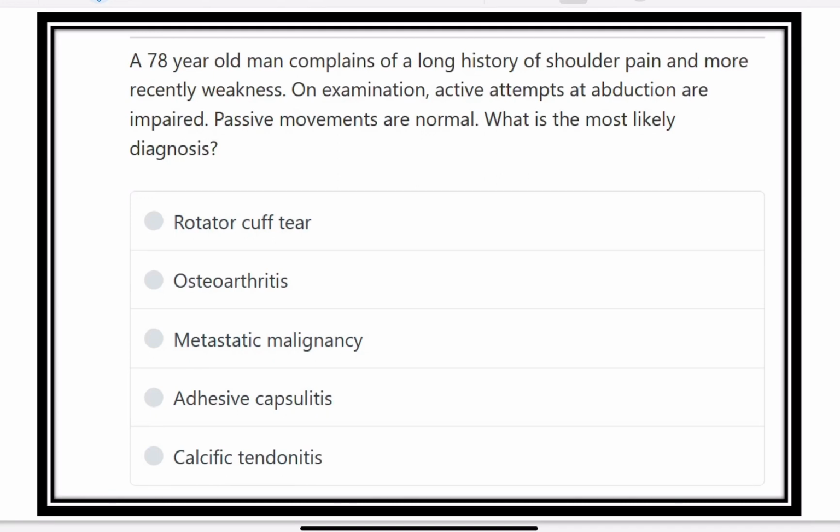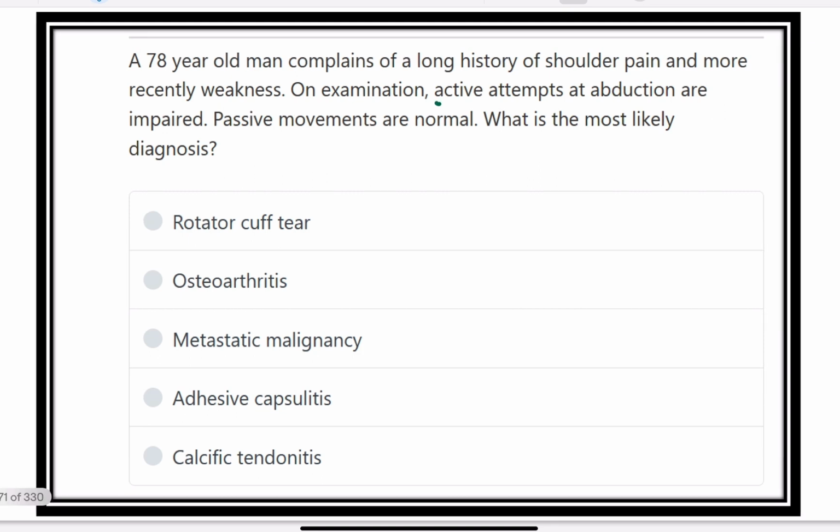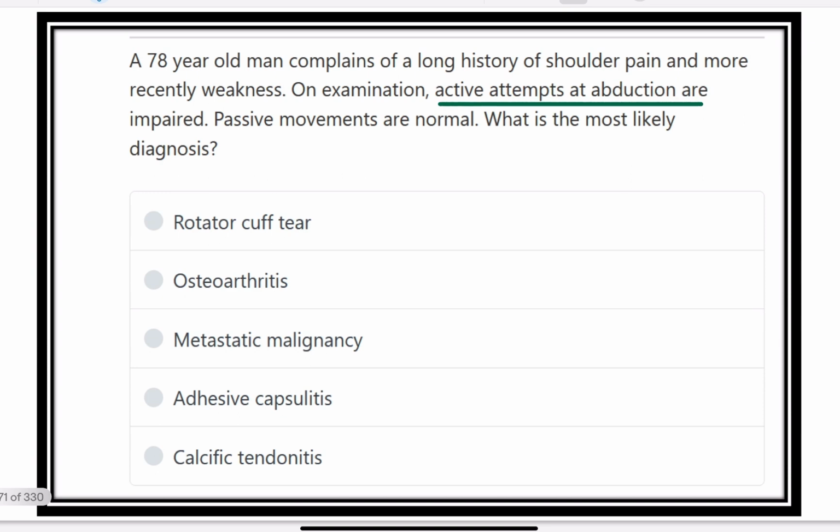An 80-year-old man complains of a long history of shoulder pain and, more recently, weakness. On examination, active attempts of abduction are impaired, while passive movements are normal. What is the most likely diagnosis?